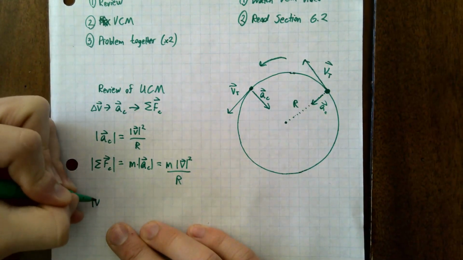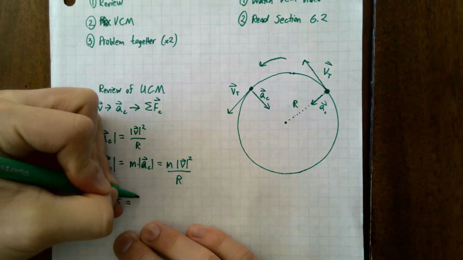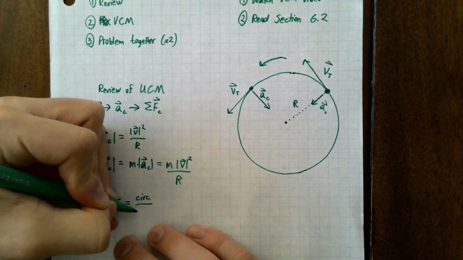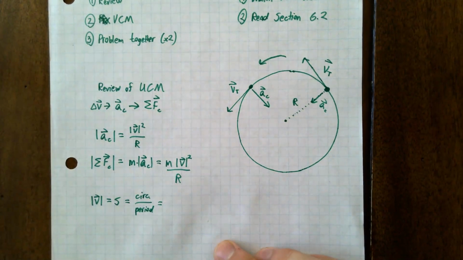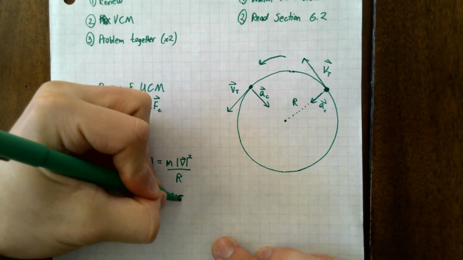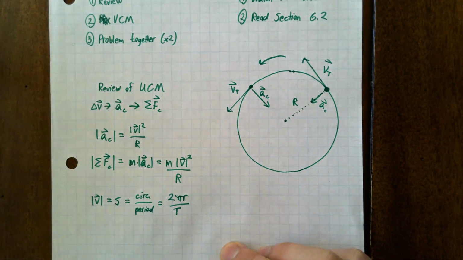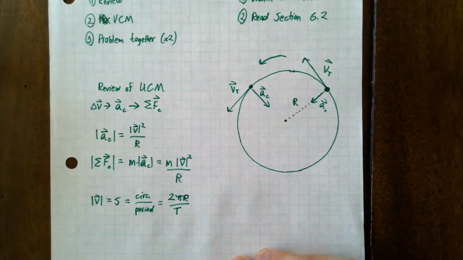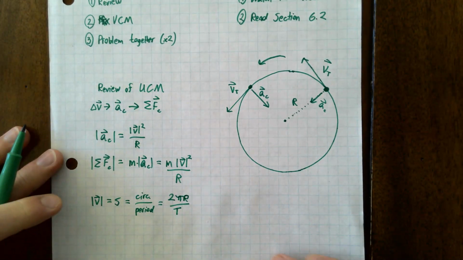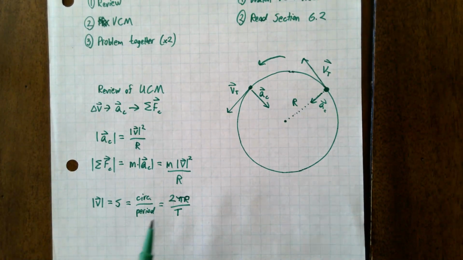We also found that the speed of the object traveling around the circle, the magnitude of the velocity, is the distance around the circle, the circumference, divided by the time it takes to make one revolution. The circumference is 2 pi R, so the speed is 2 pi R divided by the period T. This should be a capital R. All right, that's a pretty good review of uniform circular motion. By uniform, we remember, we mean constant speed, so the speed remains the same.